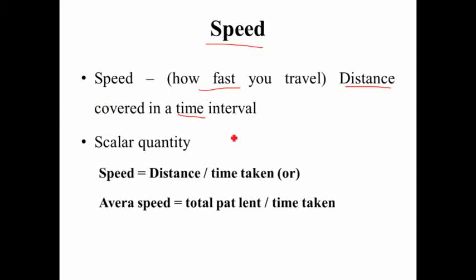Again, distance is related to speed. Distance is a scalar quantity, so speed is also a scalar quantity. Simply by representation, you can give it as speed is equal to distance by time taken. This can be simply given as average speed is equal to total path length by time taken.